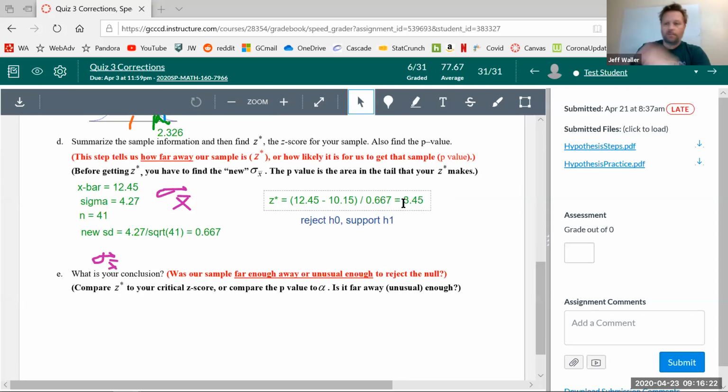Anyway, so we did the same old z-score formula, x bar minus the mean divided by the new standard deviation. We've used that formula before, right? So you've got to identify what parts of this problem are old news. Not everything here is new. In fact, very little is new. A lot of it's old news.